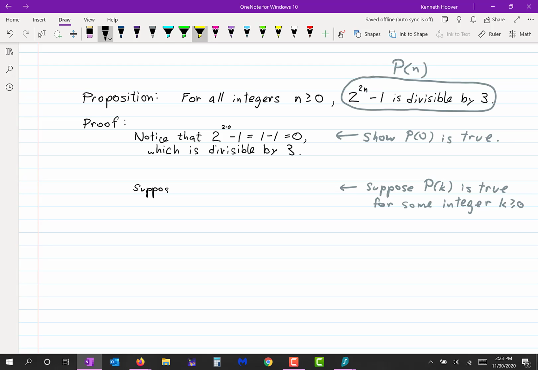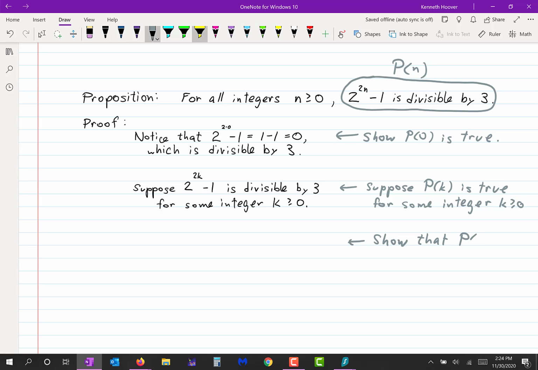Suppose 2 to the power 2k minus 1 is divisible by 3 for some integer k equal to or greater than 0. Okay? And then the third part, show that P of k plus 1 must be true.